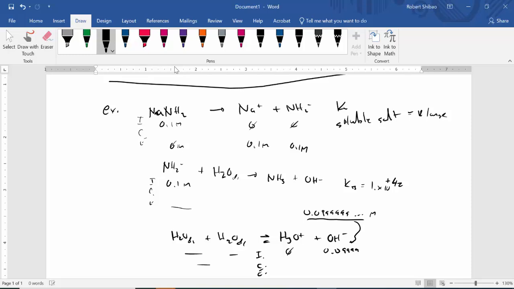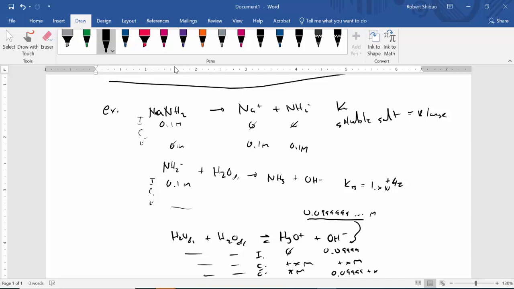Water is pure liquid, so we can ignore that. And so this is going to be plus X molar and plus X molar. So my question is, is X going to be significant or insignificant? And the answer is the biggest X can be is 10 to the minus 7 when both of these initials are 0.